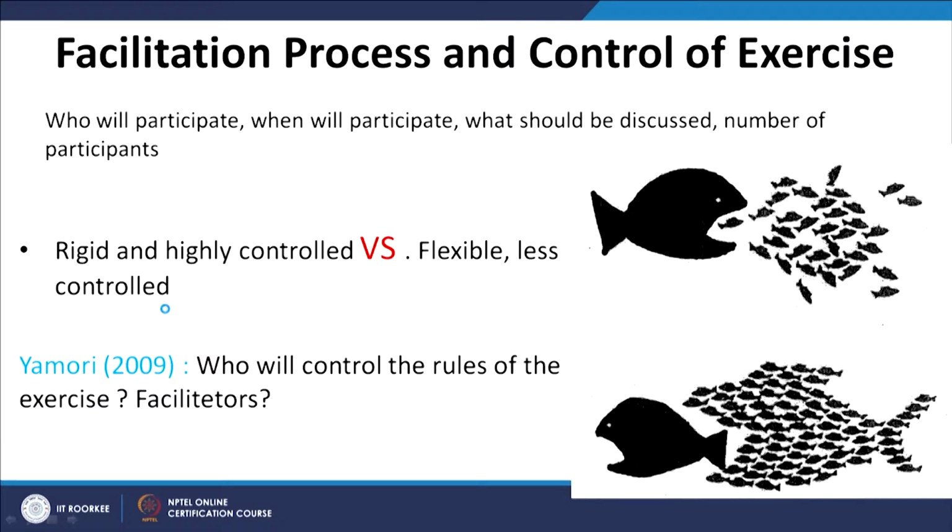Also, there is a question of control of the exercise or facilitation process. Some people argue that the facilitator controls everything: who will participate, when they will participate, what should be discussed, the number of participants. Though it's a participation exercise, everything is decided by the facilitator, who has the power to control everything. He puts on someone's behalf the power of others. Instead of a small effort being gigantic, a big fish is eating everyone. So this should be considered when we are considering the participation of communities in disaster risk management.